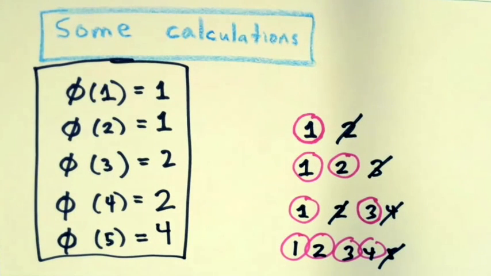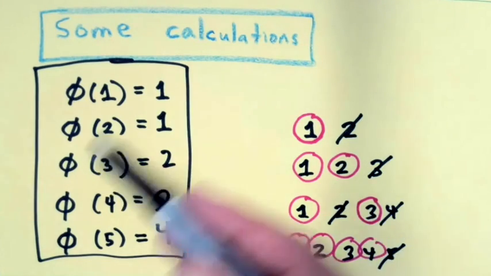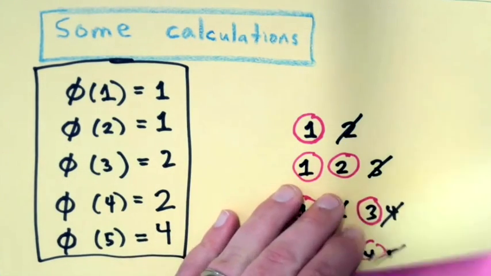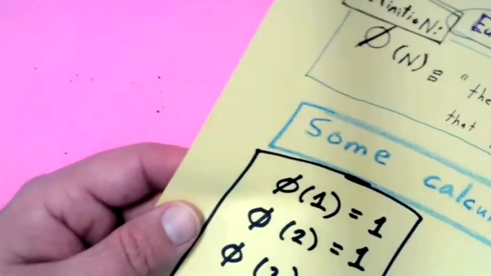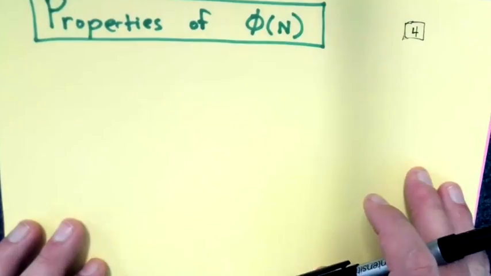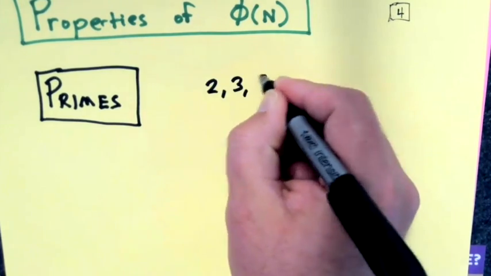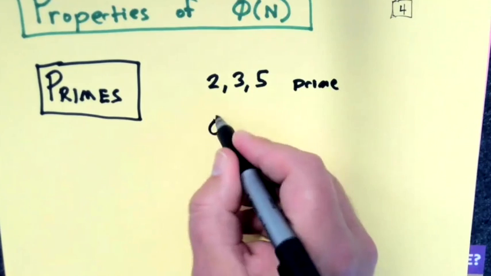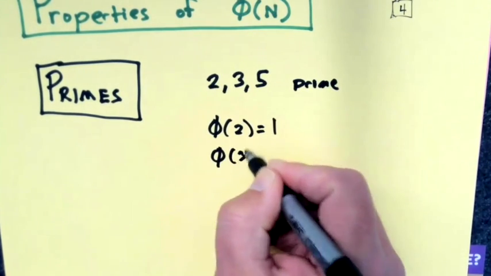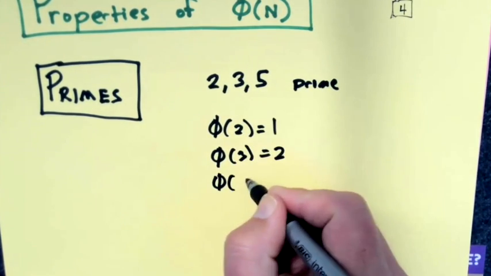Now, in order to use this, we want to develop some properties. We don't want to always be in this situation where we're just crossing out things. It works for small values, but what we'd like to have are some properties. When we think about properties of phi of n, it's easy to start with special types of numbers and see if we can go from there. So a starting point in number theory is the primes: 2, 3, 5. And we calculated that phi of 2 was 1, phi of 3 was 2, and phi of 5 was 4.